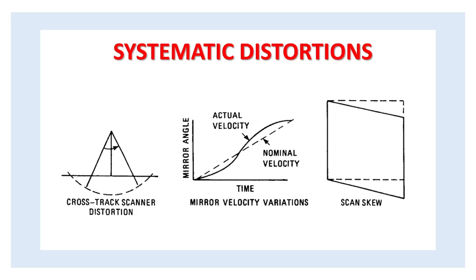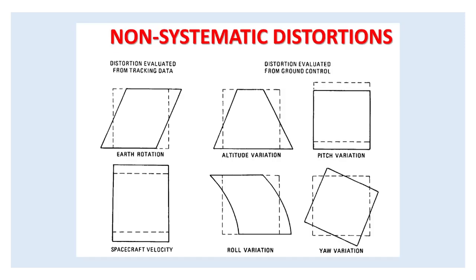So the systematic distortions include cross-track scanner distortion. There is a scanner present in the satellite which basically sweeps the surface, taking an image of the surface by a cross-track method. So there can be some problem with that scanning. Then mirror velocity variations can be there. This is the nominal velocity, but the actual velocity might go like this. That can cause distortions in the image, or there can be a skewness, not exactly straight, but a slightly tilted form of the scanning that is done and the photograph that has come out.